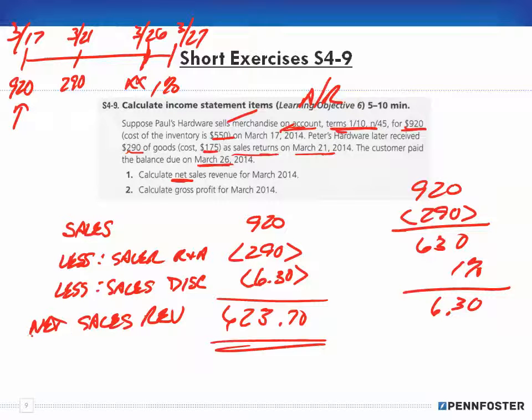So the key word here is net. When we're talking about net, we're taking our sales less our returns and allowances and our discounts. And even though this was an accounts receivable, just realize that purchases is exactly the opposite side of the same coin. If we're selling to somebody, somebody else is making a purchase. Let me erase this here.